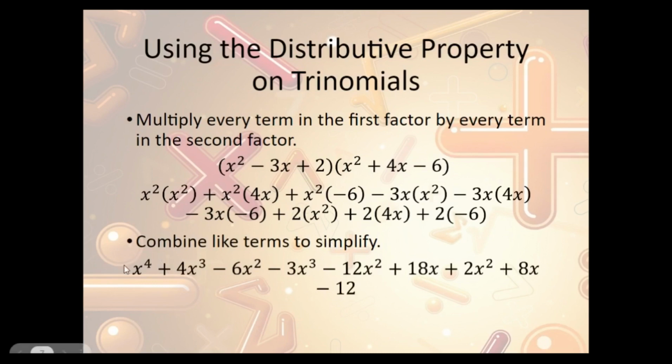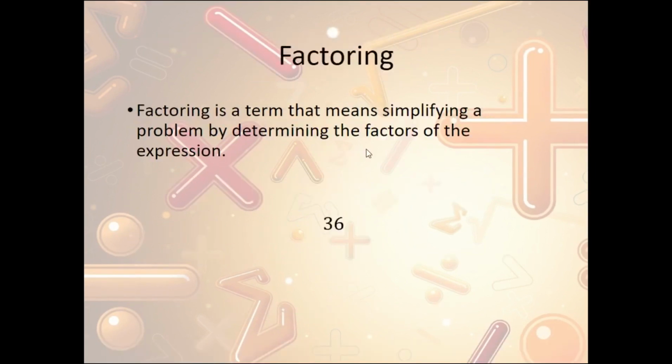So we're going to find all the x to the fourths. Well, this is the only x to the fourth. Then we find all the x cubes. Here's an x cubed, here's an x cubed. So we have 4x cubed minus 3x cubed. When we combine those, we just get a single x cubed. Then we do all the x squareds. Then we do all the x's. Then we do all the constants. And when we combine them, we end up with x to the fourth plus x cubed minus 16x squared plus 26x minus 12.